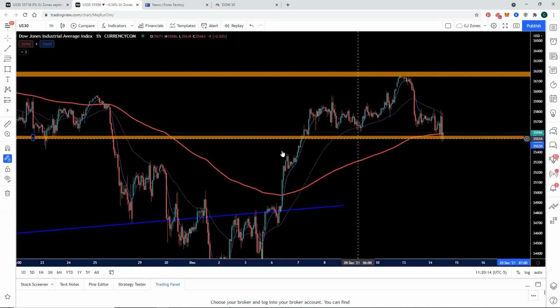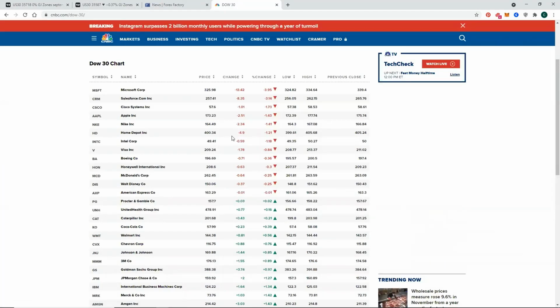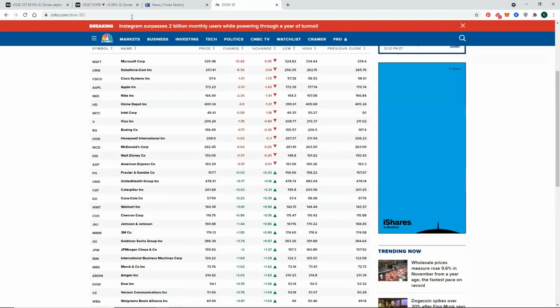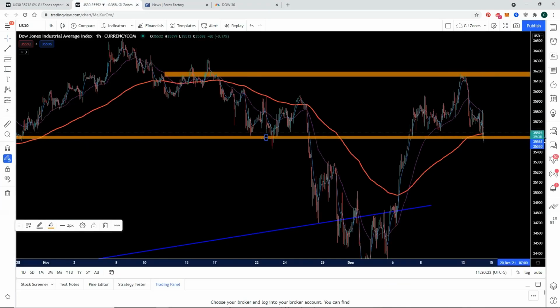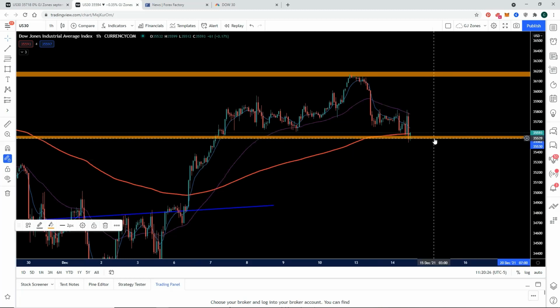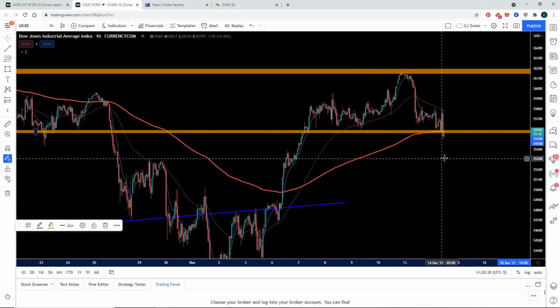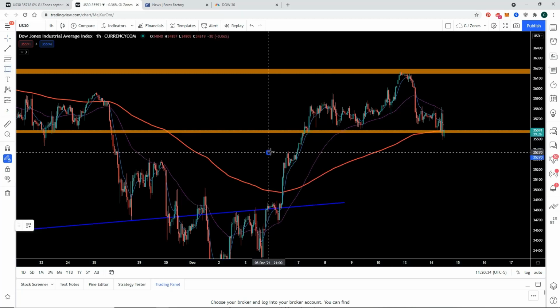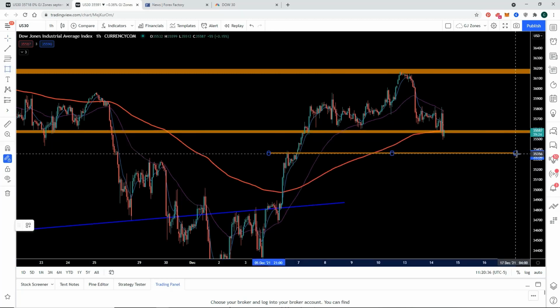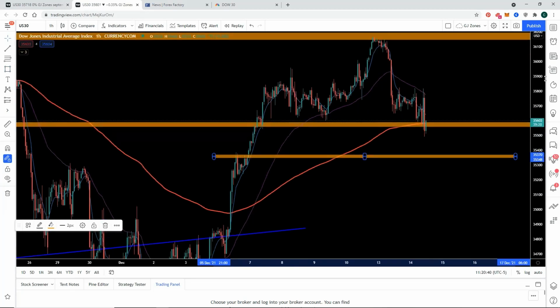So yeah, right now it just looks like it's in a range. And like I said, if you look at this, half of the companies are red and half are green. So it makes sense that the price is currently ranging. I wouldn't recommend taking a trade within this range. If you were to take a trade, I would just wait for it to break the structure and head down to the previous level of resistance on the downside and also on the upside.